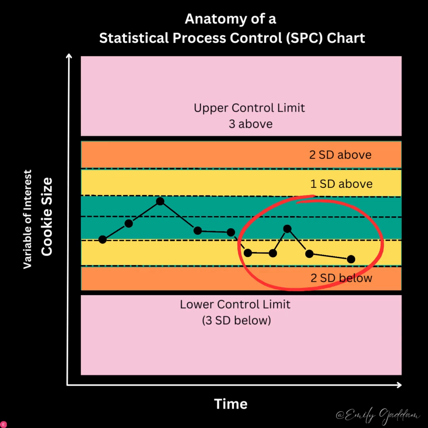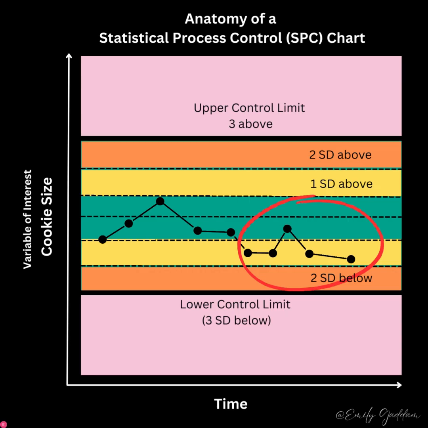However, if we observe that 4 out of the next 5 consecutive cookie sizes fall beyond one standard deviation from the mean, all on the same side of the center line, it indicates that a potential trend or shift in the process is occurring. This data pattern suggests that the process may be moving away from the desired target. Could indicate factors like changes in the baking time, variation in the ingredients, or other influences that require investigation.